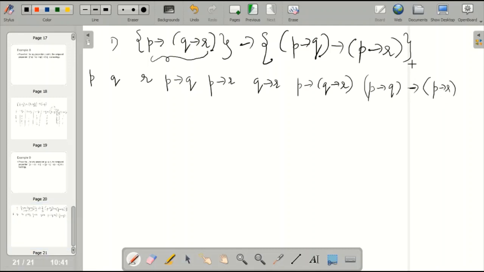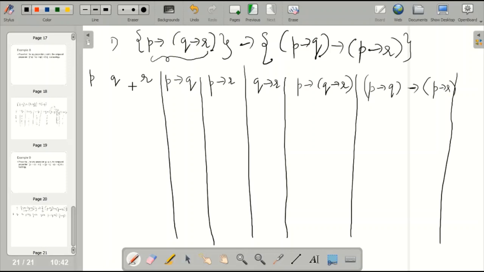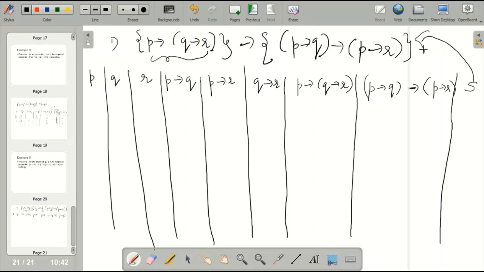And finally we need the entire question expression. I'll take that term as S, because there is no space over here. Finally we are combining this entire term and writing it over here as S. So I wrote P, Q, R, P conditional Q, P conditional R, Q conditional R, the first section and the second section. Now we will just place the values over here.